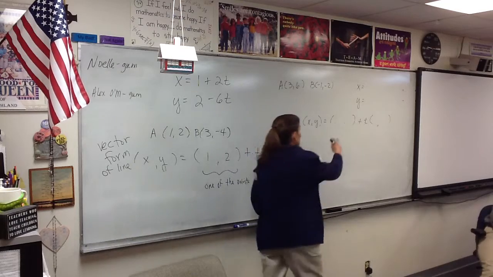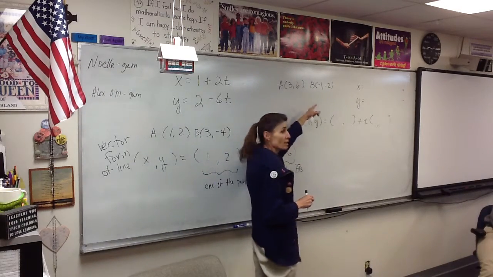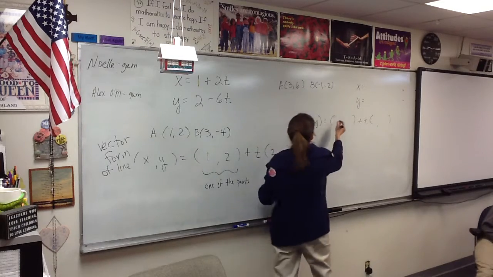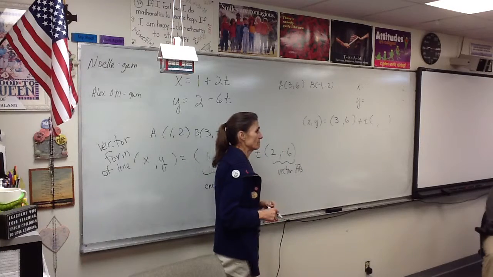Now, what do I put in the first parentheses? Either one of those points. I think I'll keep the positive ones. I'll put 3, 6. Either point.